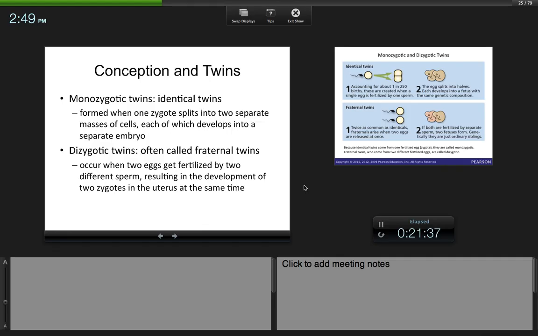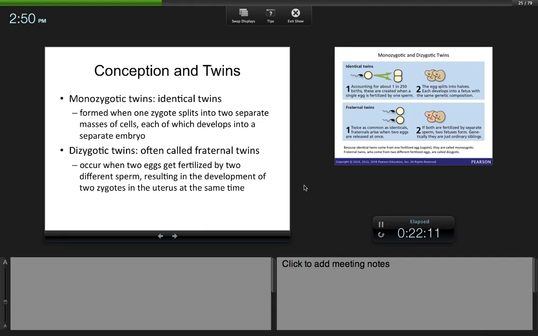Dizygotic twins, what we often refer to as fraternal twins. It occurs when we have 2 different eggs that get fertilized by two different sperm. So dizygotic twins have no more genetic similarity than other brothers and sisters. The difference is they were in the womb at the same moment in time. That's the only thing that would be unique about fraternal twins. What we see here is a result in the development of two separate zygotes. So again, the only thing that's really unique is they share the uterus at the exact same time.